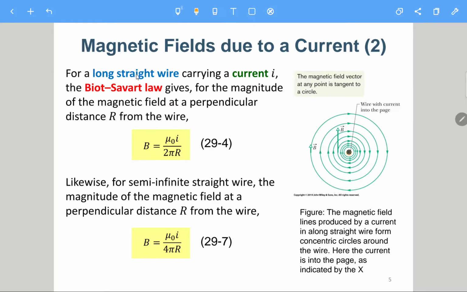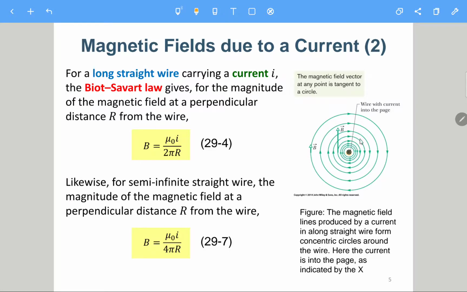So for a long straight wire carrying a current I, the Biot-Savart law gives for the magnitude of the magnetic field at a perpendicular distance r from the wire, somehow like this: mu 0 I over 2 pi r. It will appear in this chapter many times, so this is really important.